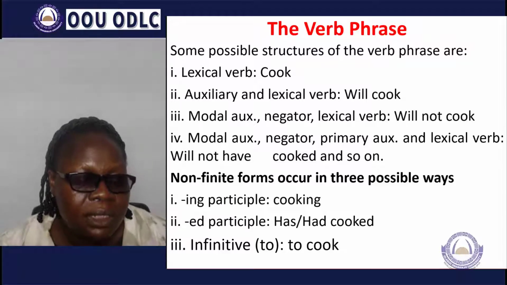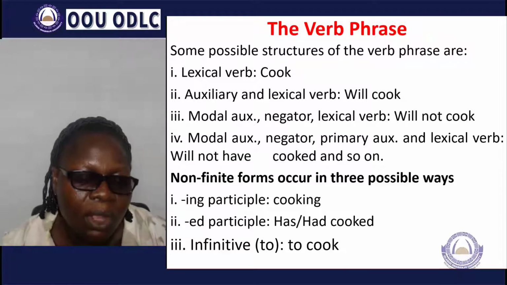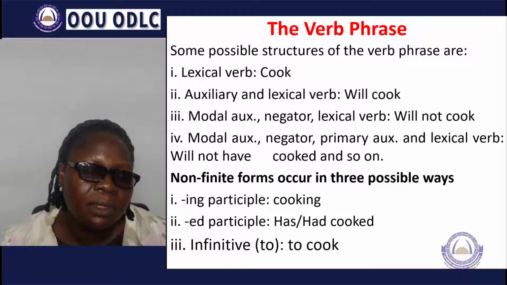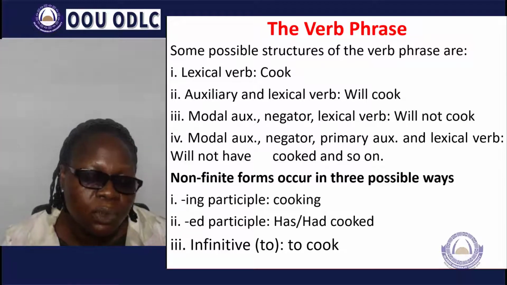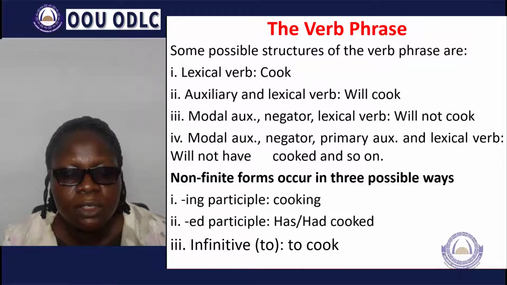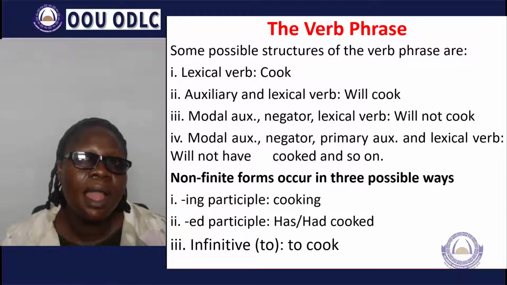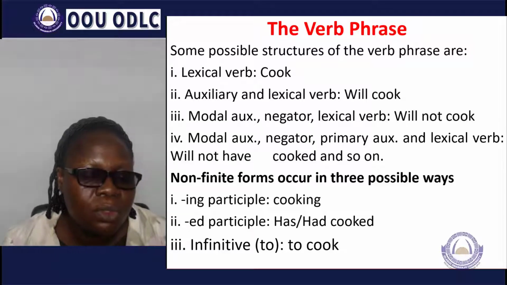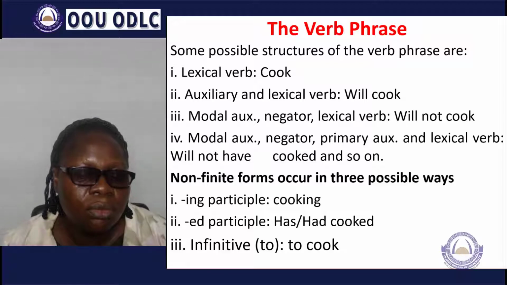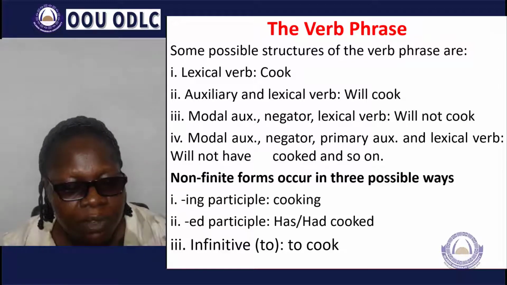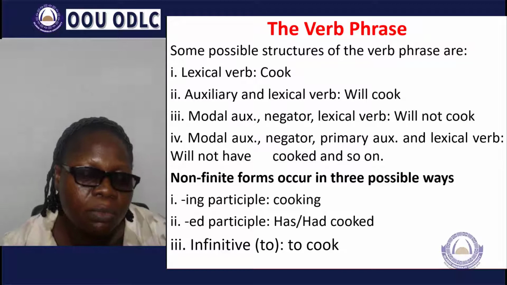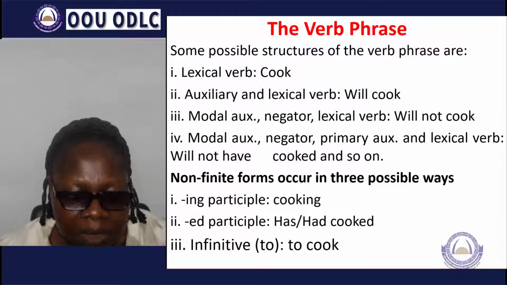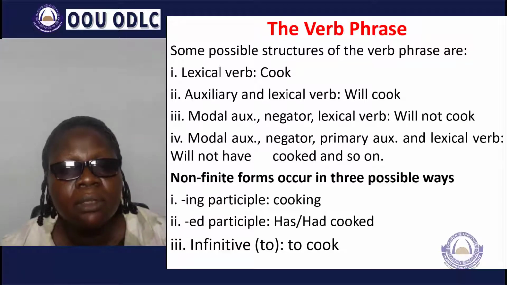Then we have the third type, which is the infinitive form, where you have the word to occurring before the verbal element, before the lexical, so that you have a structure that results in to cook. You can say I am to cook. So there you have to cook. You have the infinitive to occurring before the cook, making it an infinitive form of the verb. You will have to refer to the GNS 101 course materials for further examples on the verb phrase.